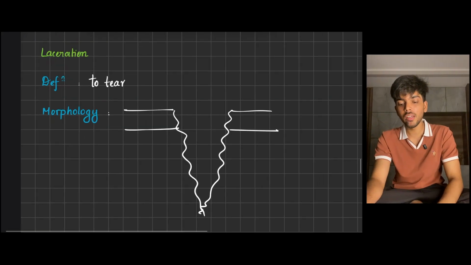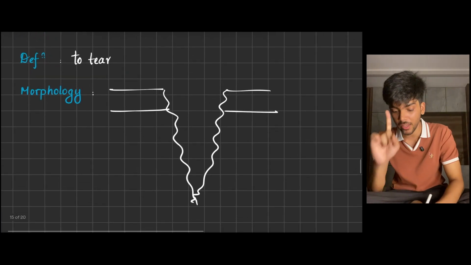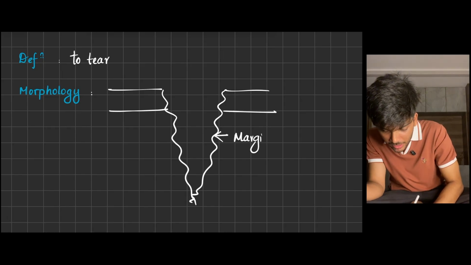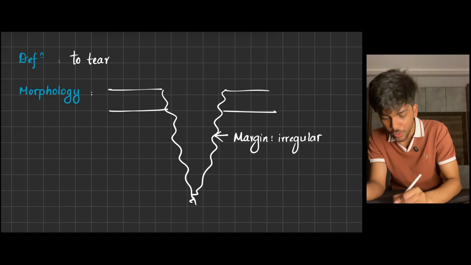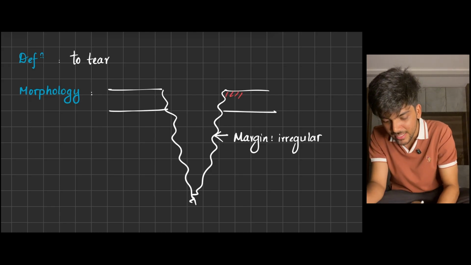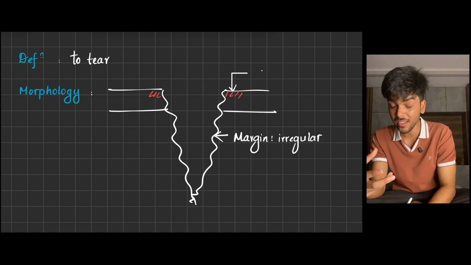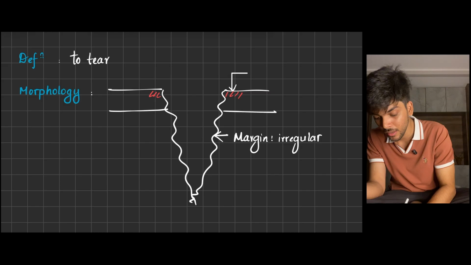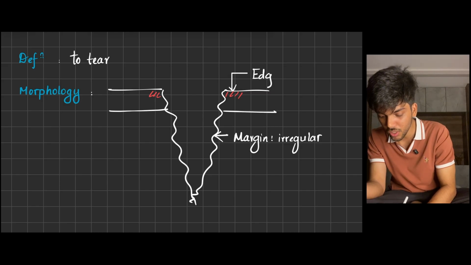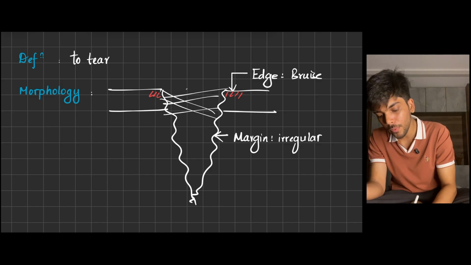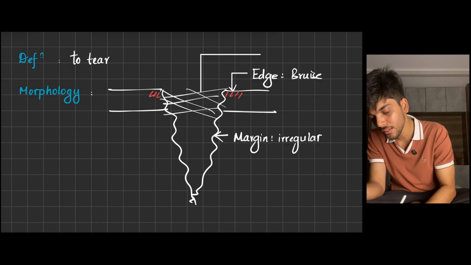Now the morphology of the laceration is characterized by 4 things. Number 1, the margin is irregular. Number 2, the edges, they show bruise because it is as a result of blunt force injury after all. The edge shows bruise. Then there are also on top tissue breaches.